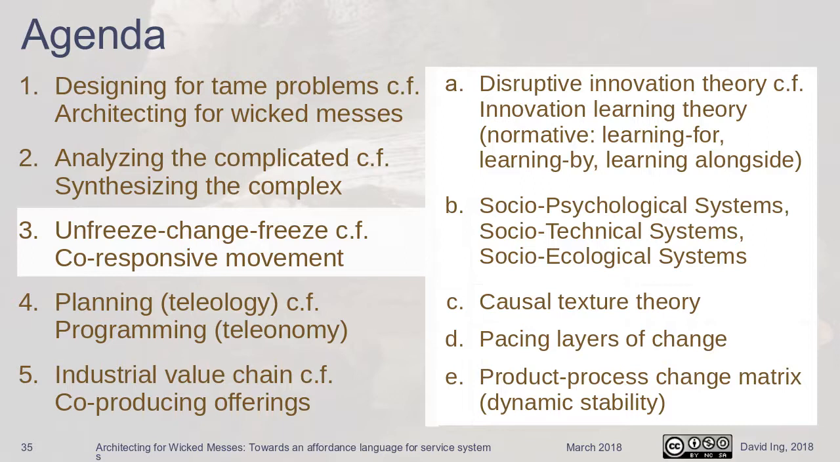I'll give you a little preview of some of the stuff I've got from there. We'll go back into the heritage of Tavistock with socio-psychological, socio-technical, and socio-ecological perspectives, which led to what's called causal texture theory. We'll talk about pacing layers of change, and then we'll talk about the dynamic stability model, where you get mass customization.